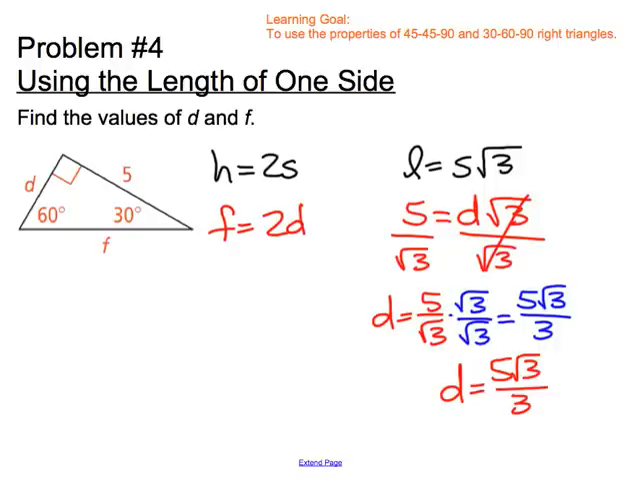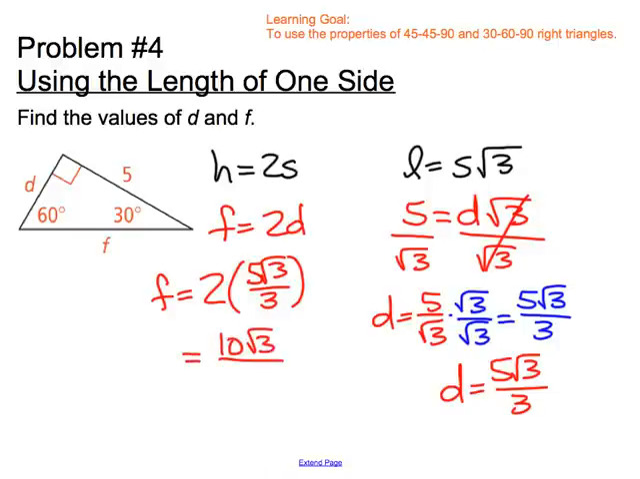And so we're going to substitute that into the other equation. We have f, which equals 2 times d, so we have 2 times 5 times the square root of 3 divided by 3. So we multiply the top, 2 times 5, so f is going to equal 10 times the square root of 3, and that's all divided by 3. So here are our values of d and f.